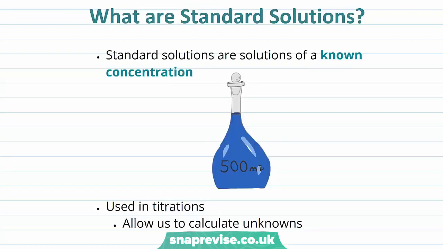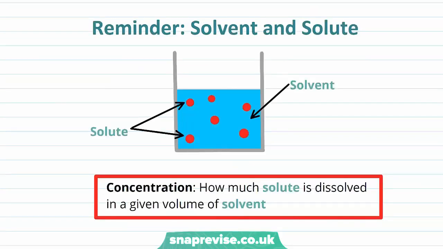So what are standard solutions? Well, standard solutions, as we mentioned in the previous part of this video, are solutions of a known concentration. They're used in titrations, which allow us to calculate chemical unknowns. So first of all, let's quickly recap the concept of concentration and that of solvents and solutes. The solute is dissolved within our solvent, and the concentration is a measure of how much solute is dissolved in a given volume of the solvent.